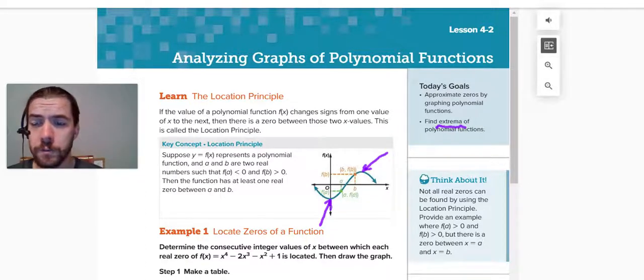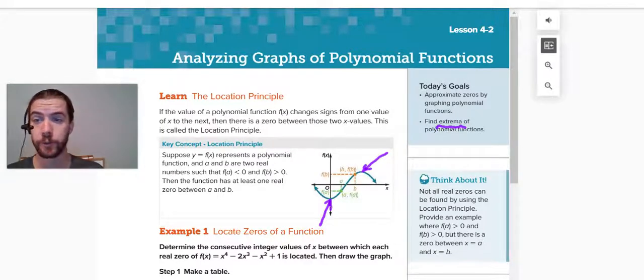Okay, there's something here called the location principle I want to discuss, which is that if the value of a polynomial function, f of x, changes signs from one value of x to the next, so it goes from positive to negative, then there's a zero between those two values. This is called the location principle. Okay, so it's a pretty simple concept here.